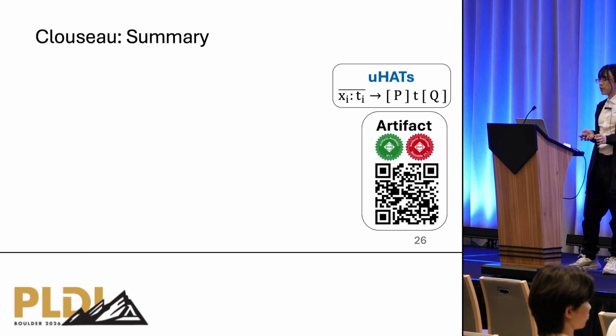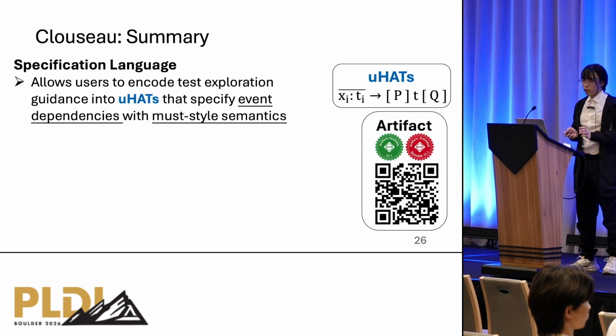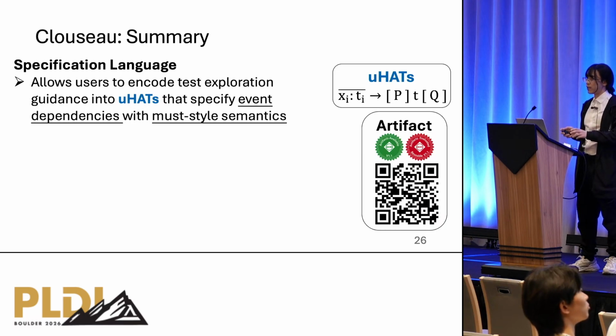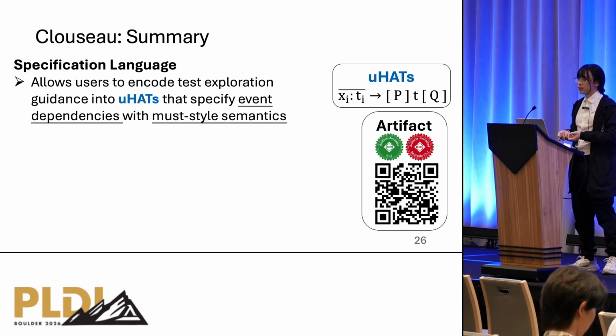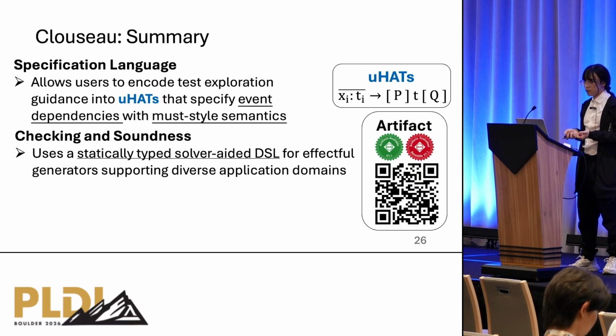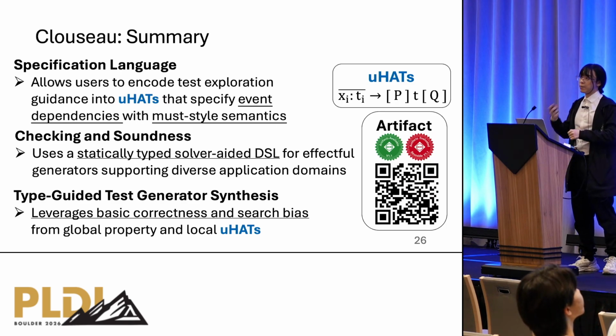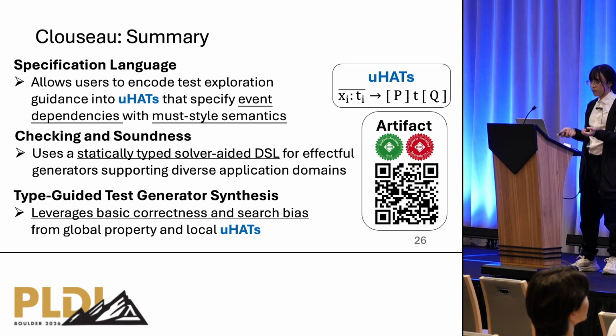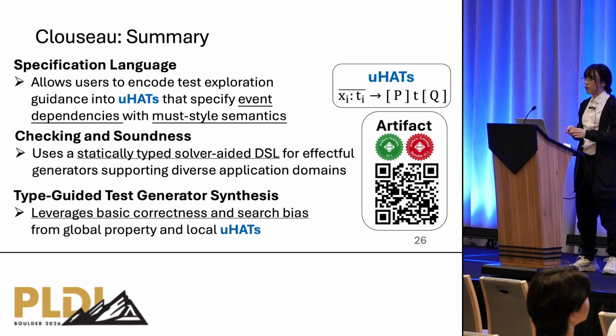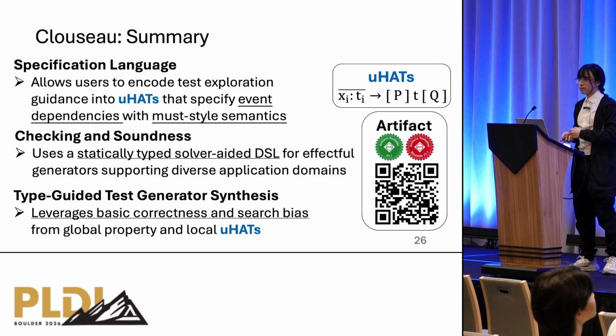Okay, let's move on to the summarization. Our tool Kuso allows users to encode the task exploration guidance into our specification language U-hats that can specify event dependency with the mask semantics. And we introduced a DSL, which is statically typed, for the effectful generator that supports very diverse domains. And we have a type-guided synthesis algorithm, which can leverage the basic correctness and the searching bias from the global property and local U-hats. Thank you.